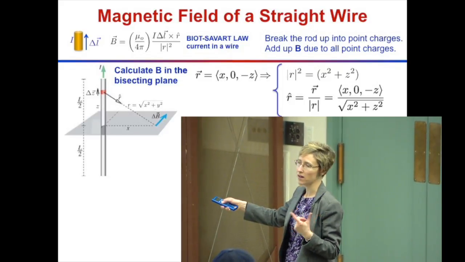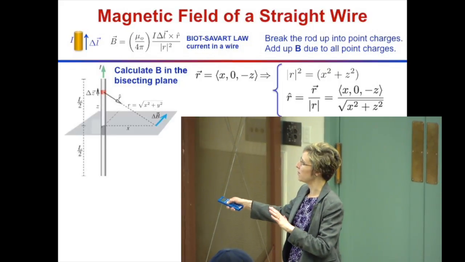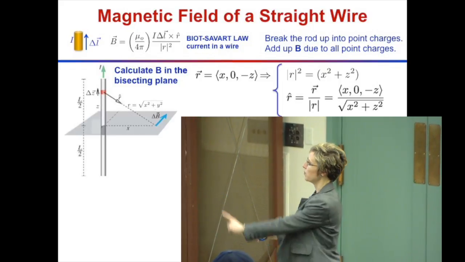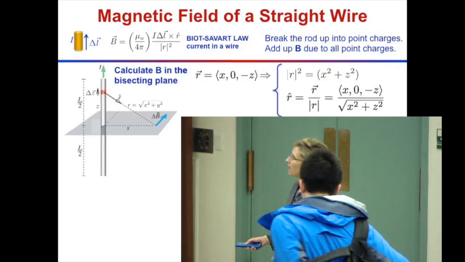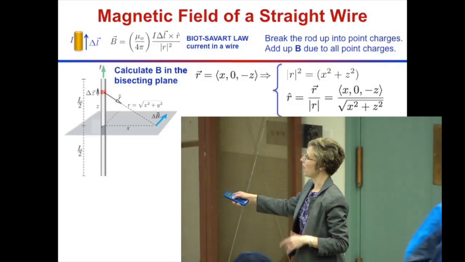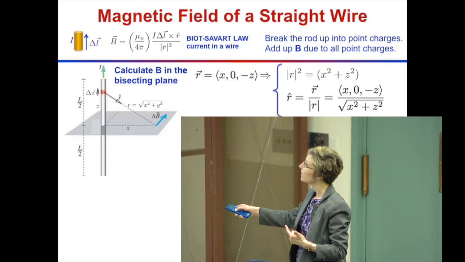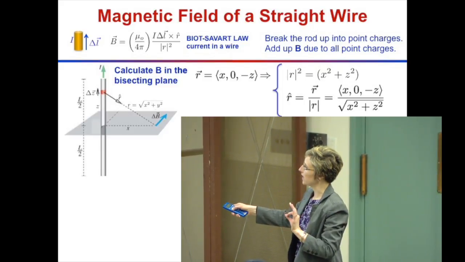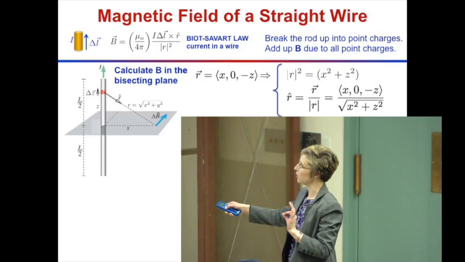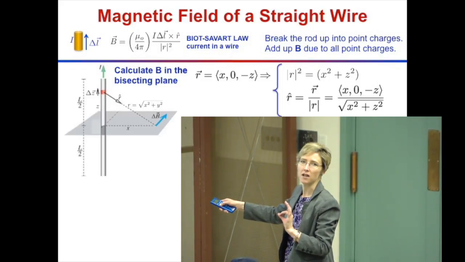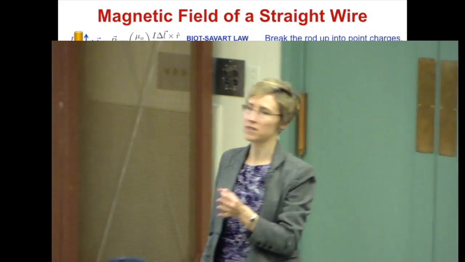So step 1, draw a really careful diagram where you know right where the rod is. We've put the rod on the z-axis. I'm going to have an observation point on the x-axis in the bisecting plane. And I want to write down what's the contribution of the magnetic field right there due to a piece of that current carrying wire. So that's step 1.